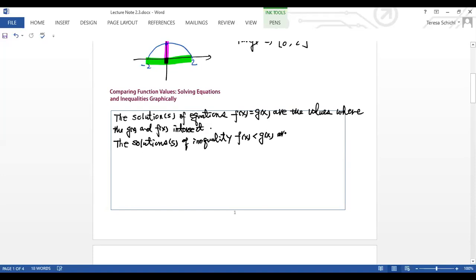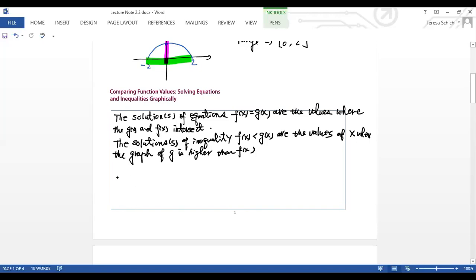Those are the values of x where the graph of g is higher than f of x. So this is a pretty straightforward definition.